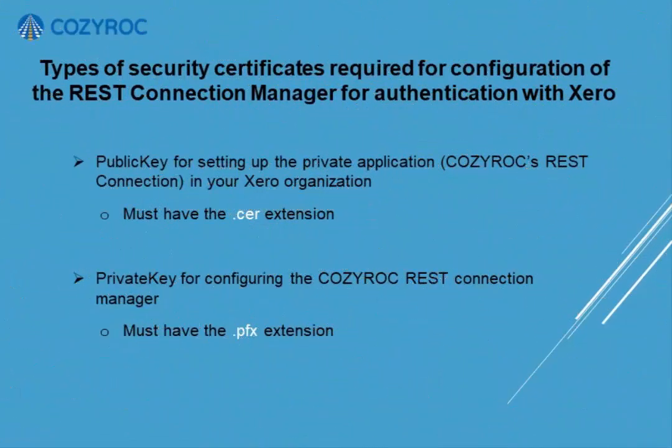First, let me just give you a little bit of information to set you up for success. Types of security certificates that we'll need to get this going are a public key that we'll be using when you register the private application with Xero in your organization, and it's going to have the .cer extension. And then we're also going to have to generate a private key that will have the .pfx extension, and this is needed by COZYROC's Connection Manager.